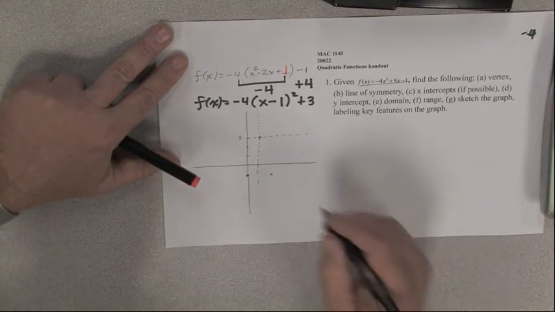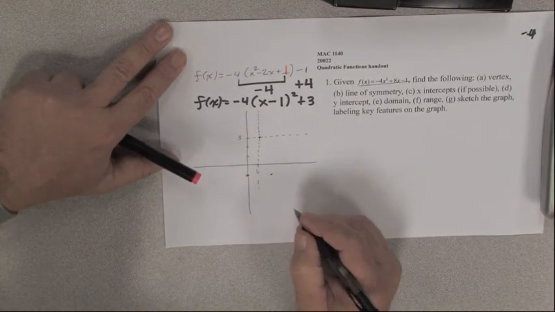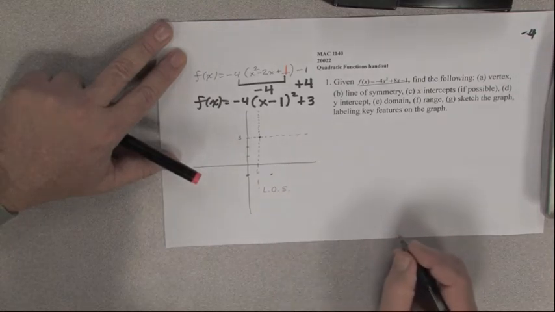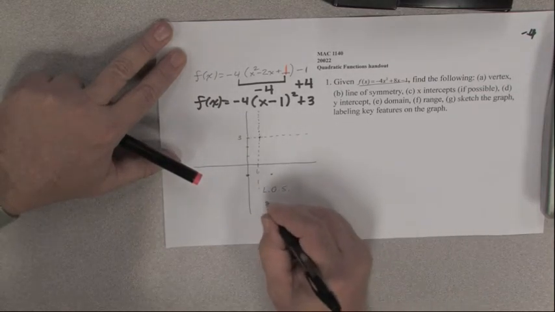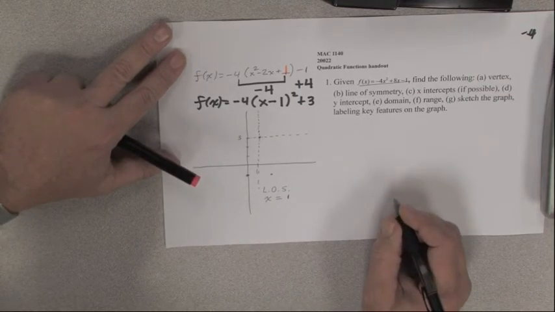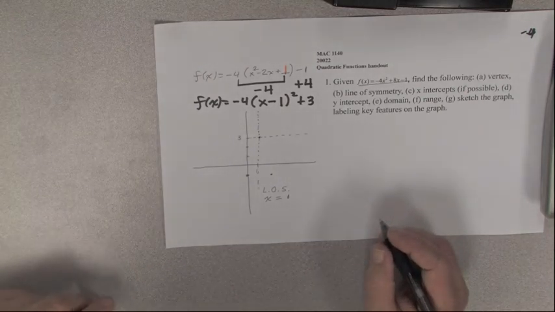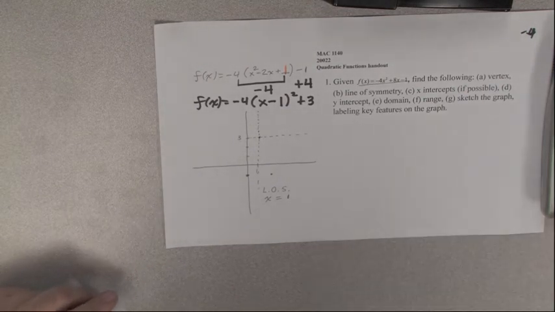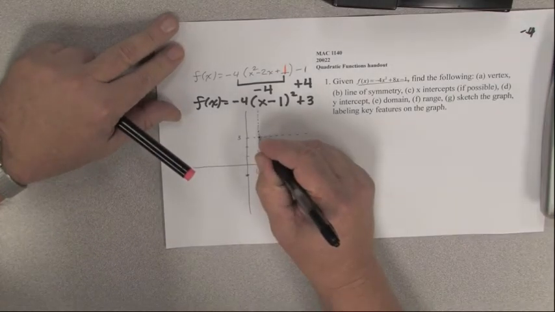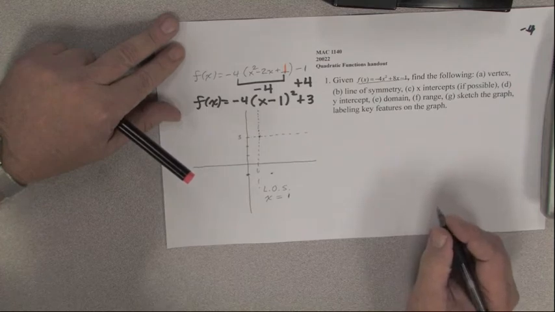Now the line drawn through the vertex, this vertical line, is called the line of symmetry, LOS. Not the line of scrimmage, the line of symmetry. So we have x equal to 1 as the line of symmetry. That means that when we fold the parabola along the line of symmetry, the graph should coincide with itself. Now these 3 points can be connected with a smooth curve. But before you do so, let's find the x-intercepts.